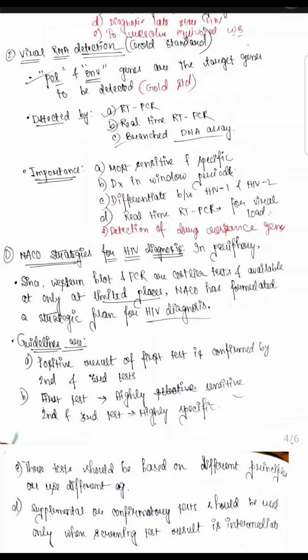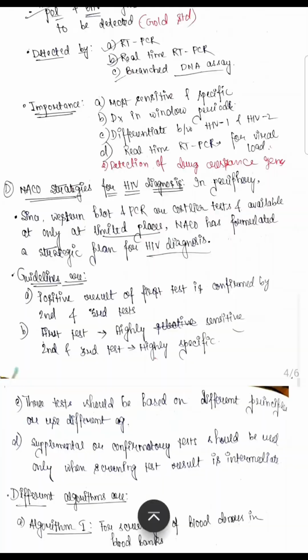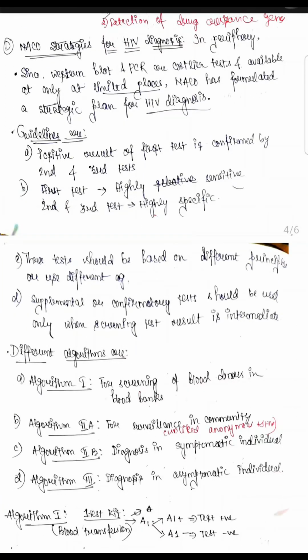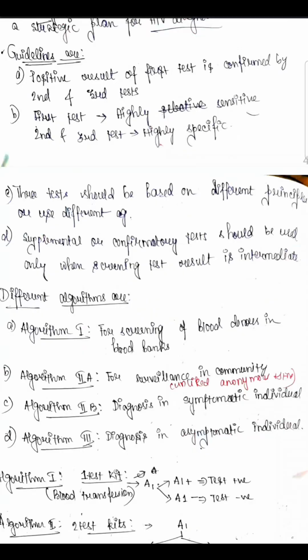Now we will go for the NACO strategies that are present for HIV diagnosis. So what is it saying? In the periphery, since Western blot and PCR are costlier tests and available only at limited places, and they are also not very easy to perform obviously, NACO has formulated a strategic plan for HIV diagnosis. Okay, so now what are its guidelines?